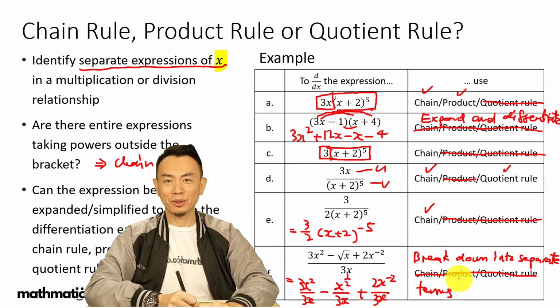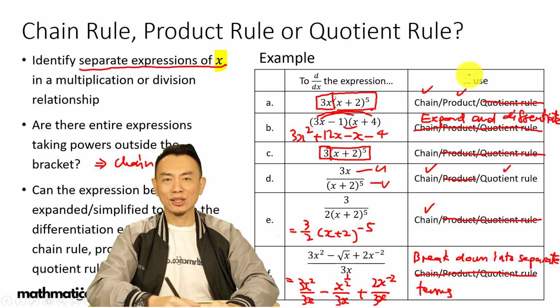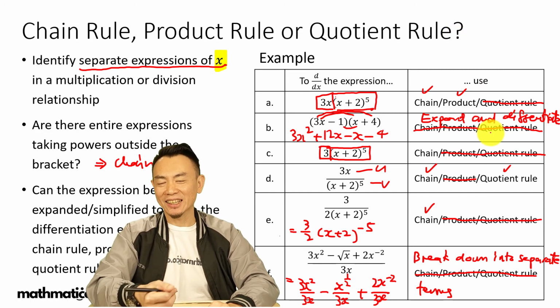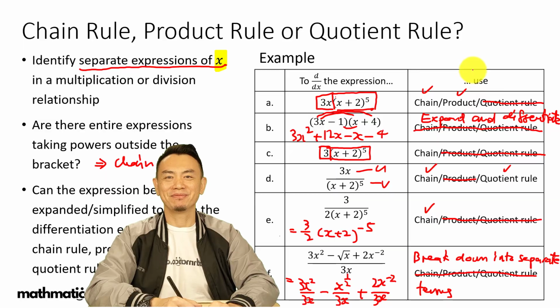Now I'm going to put out some questions for you, and you let me know whether you're going to use chain rule, product rule, quotient rule, or neither. You can simplify it and differentiate.